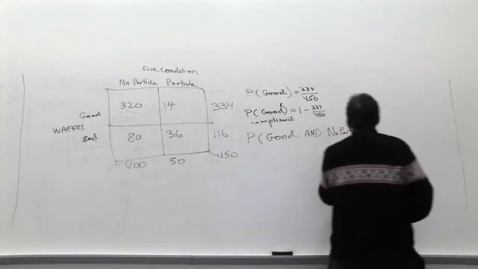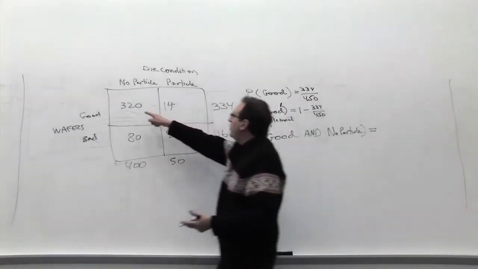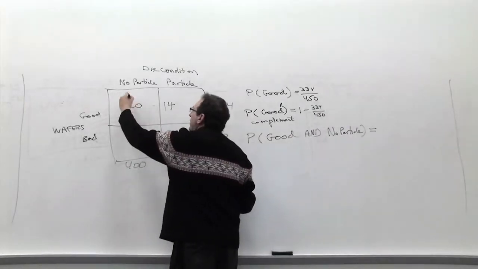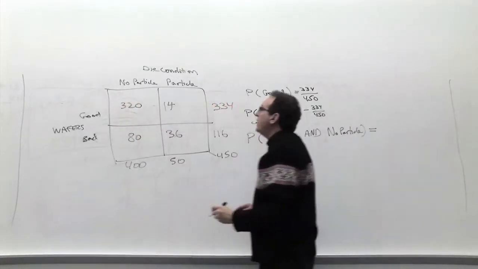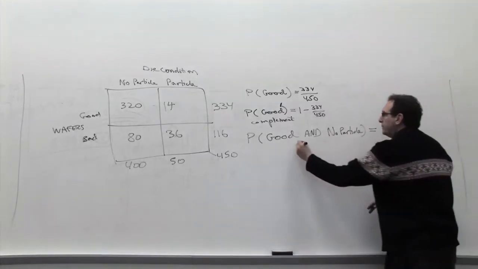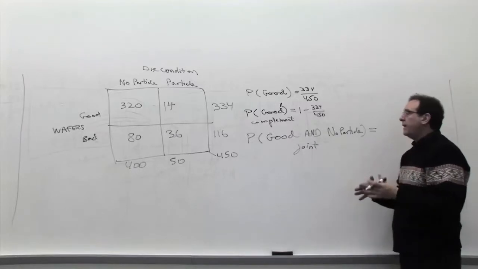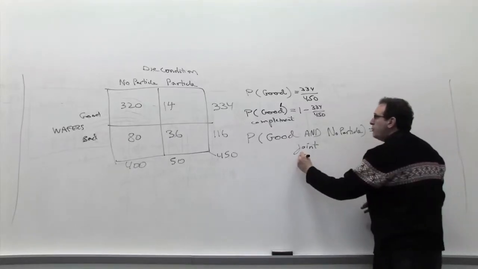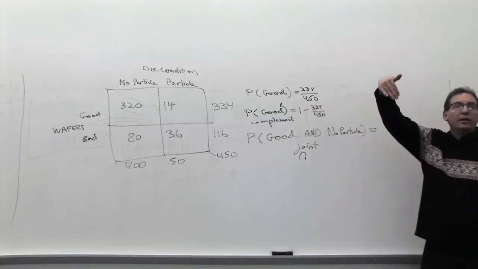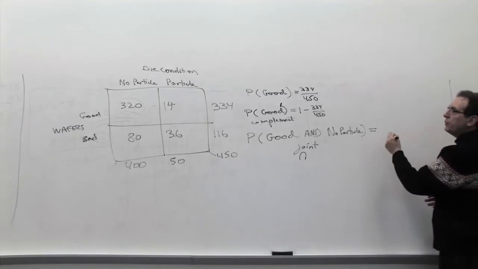Okay, now, there are formulas for this, but we don't need a formula. We say basically how many are good and no particle. Well, these 320, that's how many have both characteristics, meaning joint. It's called the joint probability. It's not simple, it's compound. And for those of you who remember your set theory, it's also the intersection. You're looking at the intersection of one set of characteristics with the other set. And either way you look at it, the answer is 320 out of 450.